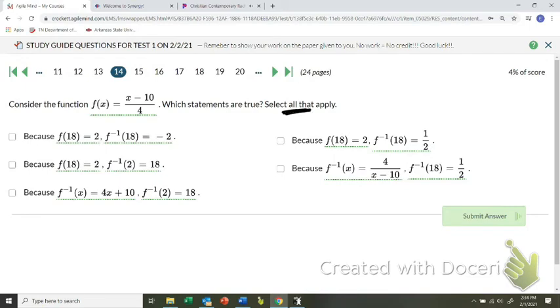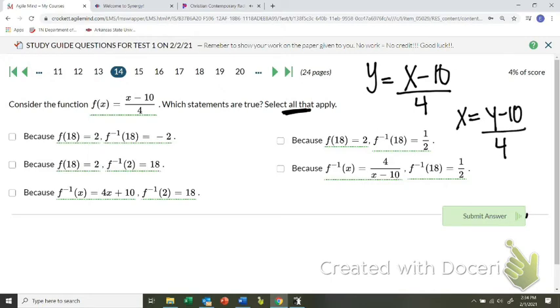We must find the inverse first. Because, look, inverse, inverse, inverse, inverse, and inverse. So if every answer choice contains an inverse, it's probably a good idea to what? Yep, find the inverse. All right, so y equals x minus 10 over 4. When we swap, x equals y minus 10 over 4. Filter it to get rid of the 4 on the bottom. What should I do?